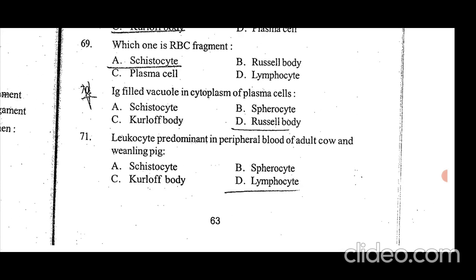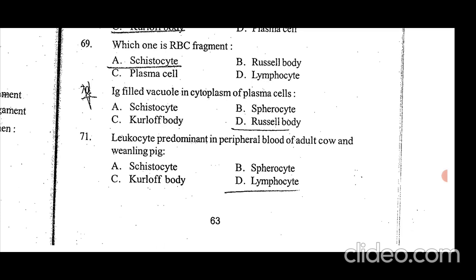Immunoglobulin filled vacuole in cytoplasm of plasma cell is Russell body. If the cytoplasm of a plasma cell has a vacuole and the vacuole has immunoglobulin in it, then this plasma cell will be called a Russell body.